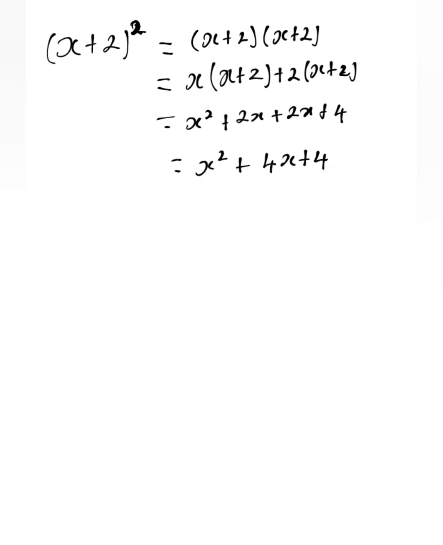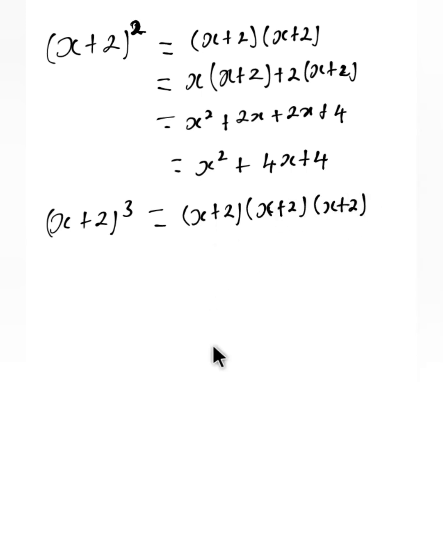It's easy. But what if the question was actually (x plus 2) raised to power 3? Oh, this one is also easy. It's just (x plus 2) into (x plus 2) into (x plus 2), and we'll simplify further and we have our answer. But what if the question was (x plus 2) raised to power 5? It's also easy, but we need to expand 5 times.